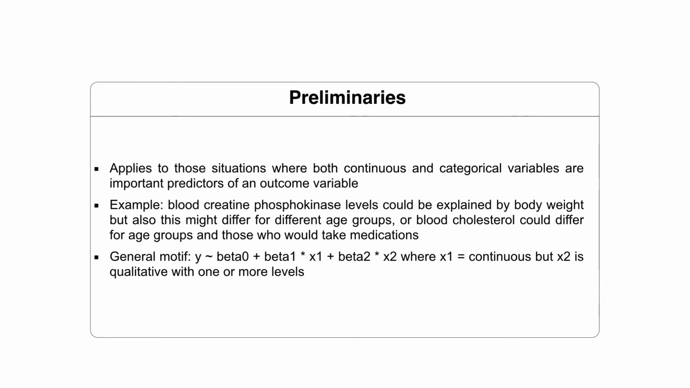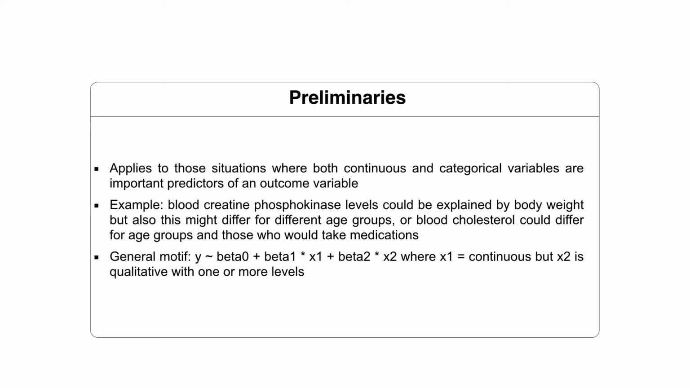So the preliminaries, for example, are that we're going to apply whatever we learn here to those situations where both continuous and categorical variables are important predictors of an outcome variable. As I explained, if you have length of stay as a variable and you've got two different explanatory variables, one being, say, gender, the other being, say, a dosage of a certain medication, then that would be an example of this. Another example, which you have already met, is the blood creatine phosphokinase levels, and we try to explain that using body weight and the different age groups. Or maybe blood cholesterol levels or some other things.